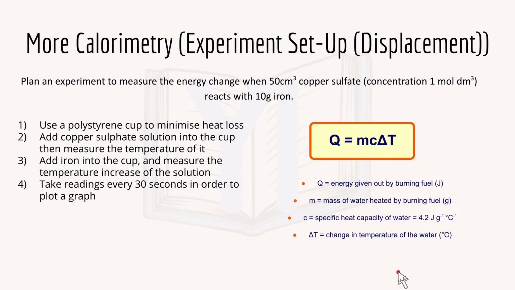So we'll move on now to experiment setup and displacement reaction. And here's a planned experiment to measure the energy change when 50 cm³ of copper sulfate reacts with 10 grams of iron. Use a polystyrene cup to minimize heat loss, add copper sulfate solution into the cup and then measure the temperature of it, and add iron into the cup and measure the temperature increase of the solution, and take readings every 30 seconds in order to plot a graph.